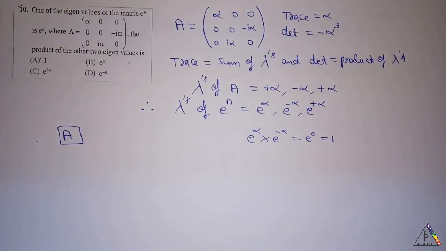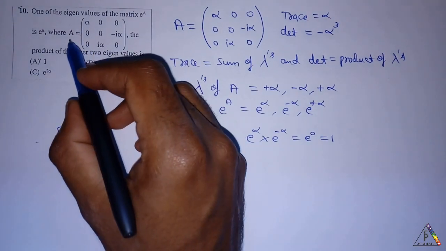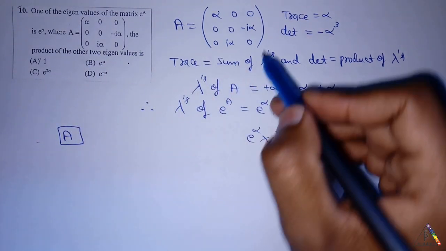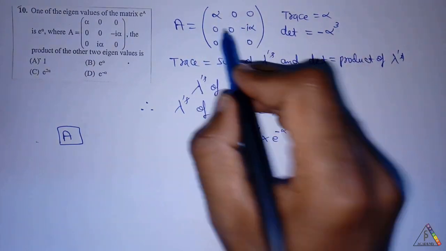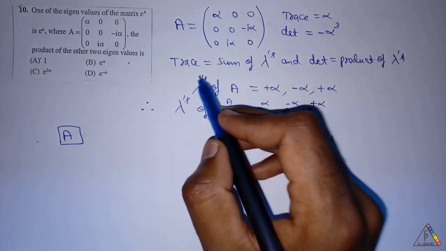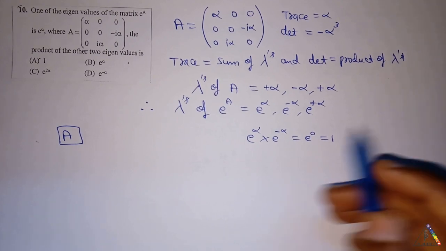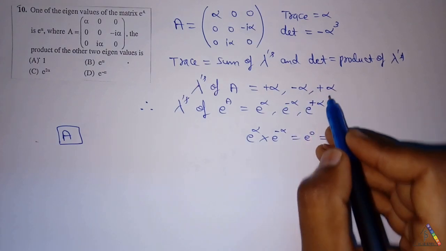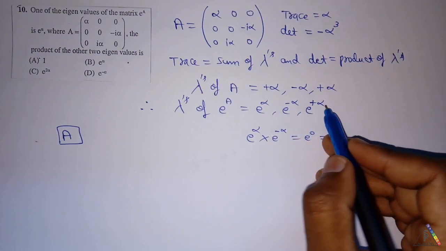Next question: one of the eigenvalues of the matrix e to the power A is e to the power alpha, where the given matrix A has this form. The product of the other two eigenvalues is? The trace of the given matrix A is alpha and the determinant of this A matrix is minus alpha cubed. Therefore, trace will be the sum of the eigenvalues and determinant will be the product of the eigenvalues. Therefore, the eigenvalues of A will be plus alpha, minus alpha and plus alpha, and the eigenvalues of e to the power A are e to the power alpha, e to the power minus alpha and e to the power alpha.